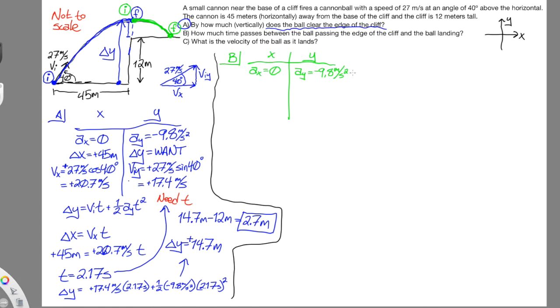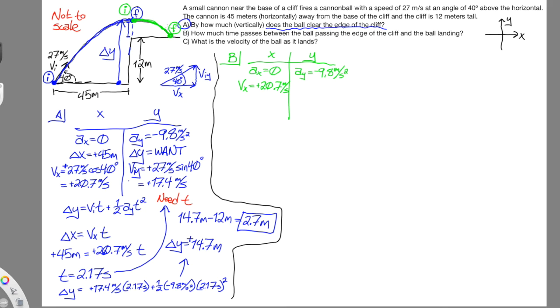And let's see, what else? Our x velocity does not change for any part of the flight, so that 20.7 meters per second is still good to go. The amount of time for the green portion of the flight isn't going to be the same as the amount of time for the blue portion of the flight, so we cannot reuse our time.